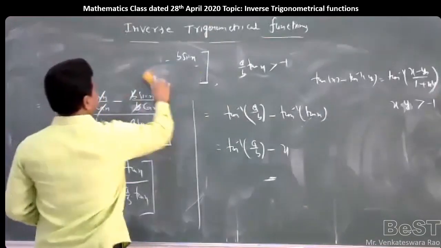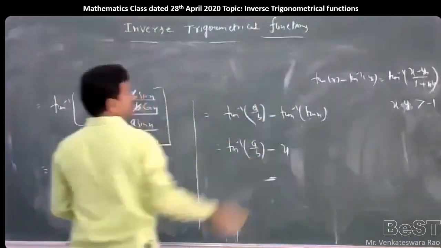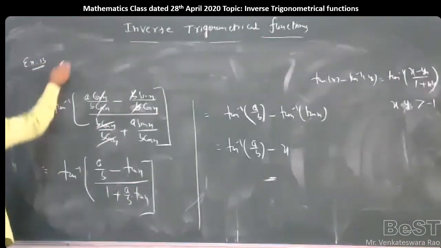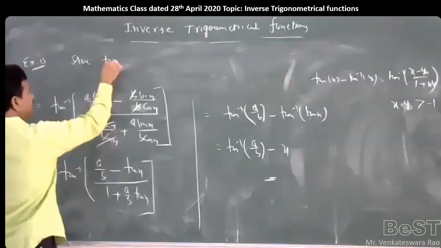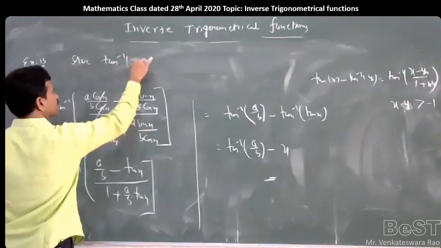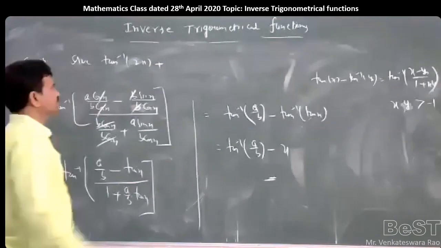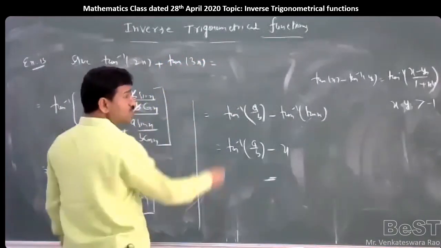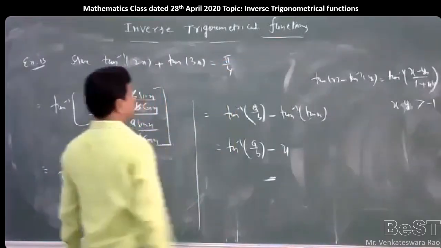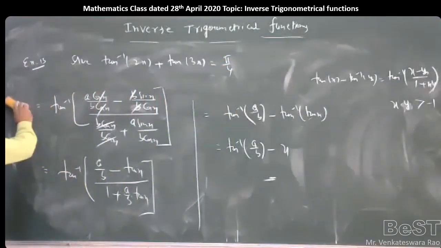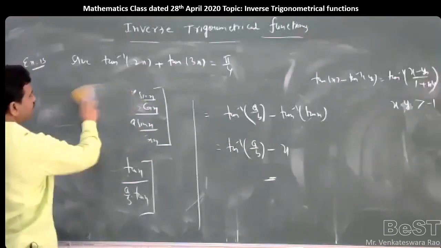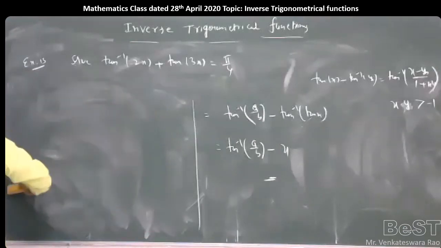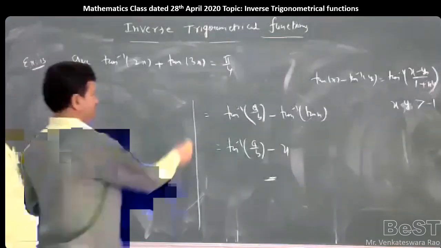Example 13 also important. Solve for x problem. Example 13. Solve tan inverse of 2x plus tan inverse of 3x is equal to 5 by 4. Solve for x, this problem. Another important problem.